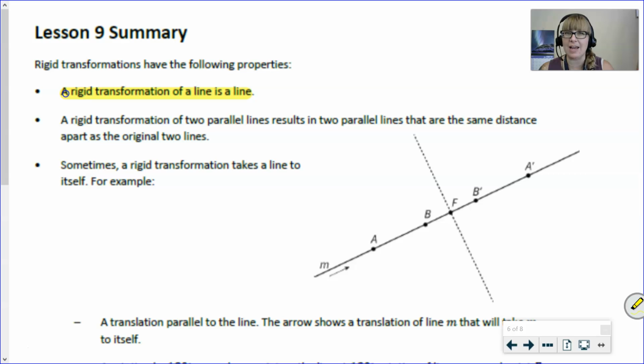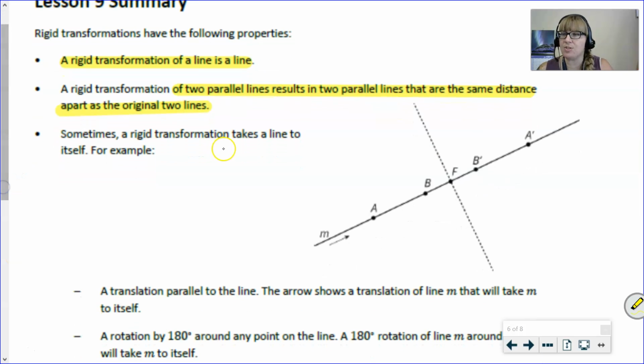If I have a line and reflect it, it still is going to be a line. It might be in a new position, but a line is still going to be a line. A rigid transformation of two parallel lines results in two parallel lines that are still the same distance apart as the original two lines. So we saw that when I rotated, reflected, or translated the parallel lines, they still were parallel lines. And sometimes a rigid transformation takes a line to itself.